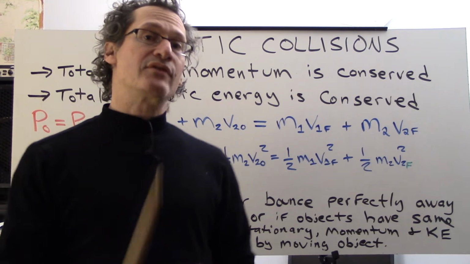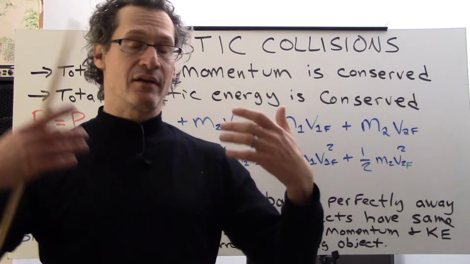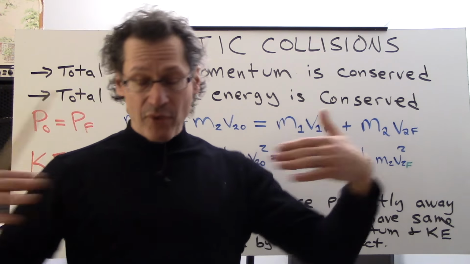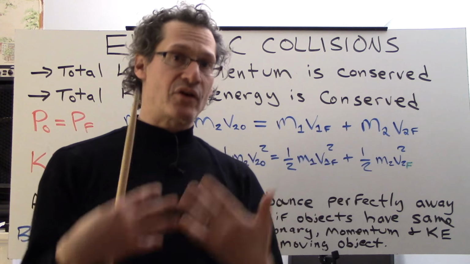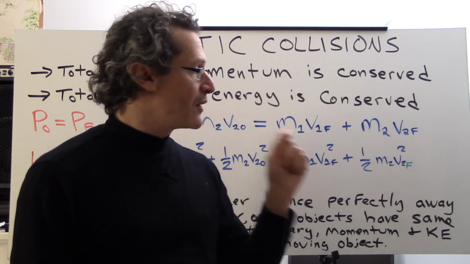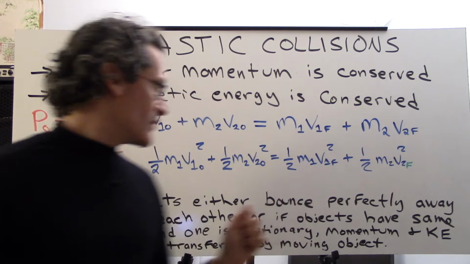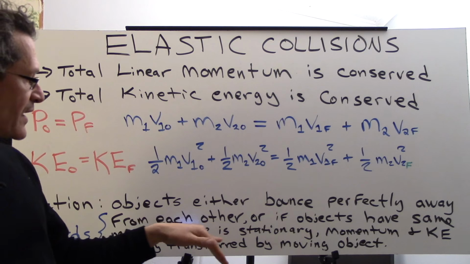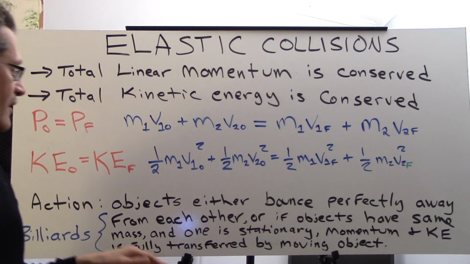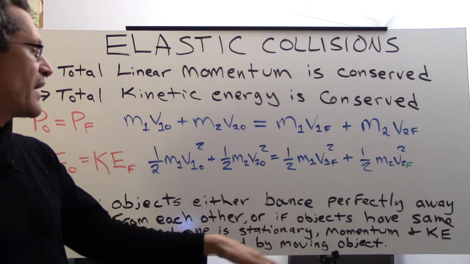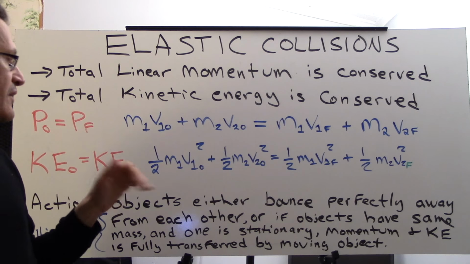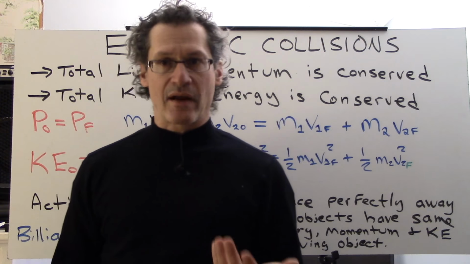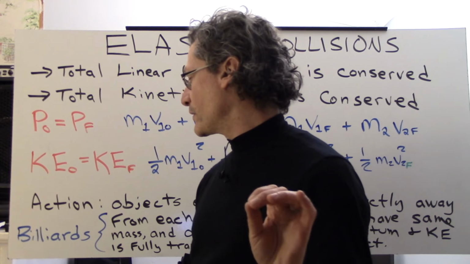Later, we'll be able to extrapolate that using relative velocity. We'll be able to handle problems where both objects are moving at each other with some velocity, and model what happens with elastic collisions also. In some cases, momentum and kinetic energy are fully transferred by the moving object. So they either bounce perfectly away or there's a full transfer of momentum and energy into the other object. We'll look at those conditions to see what happens there.